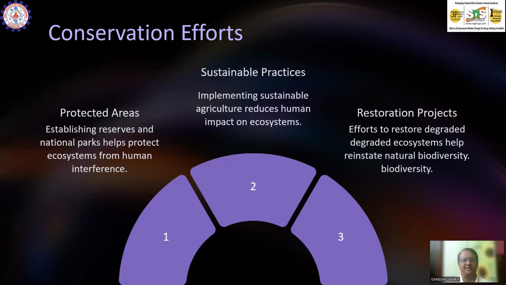And sustainable practices. What is a sustainable practice? That is implementing sustainable agriculture, like organic farming, and reducing fertilizers and pesticides, which creates a very good, healthy environment for the ecosystem to develop, so that we keep the environment for the next generation. And restoration projects, wherever degradation happens, we have to reinitiate the natural biodiversity there. The biodiversity should be recreated there, so that the restoration project will help the ecosystem to refresh itself.